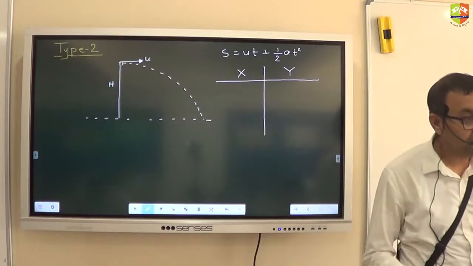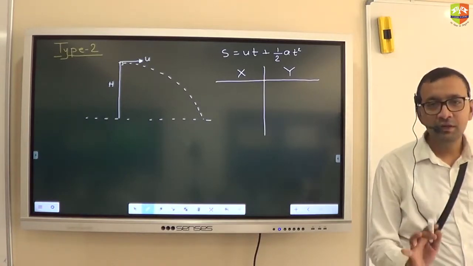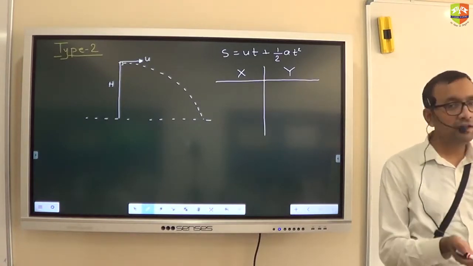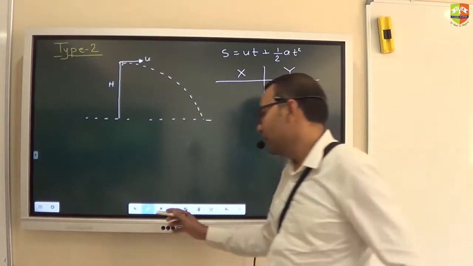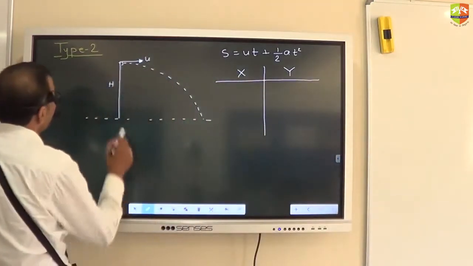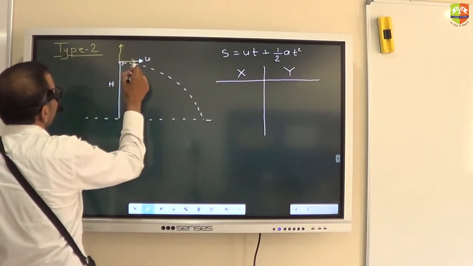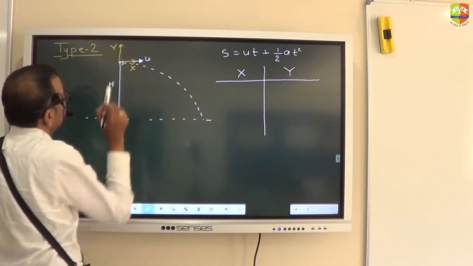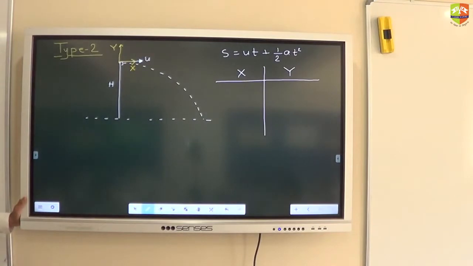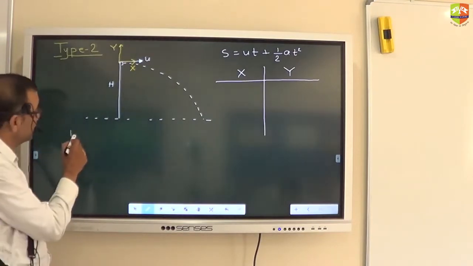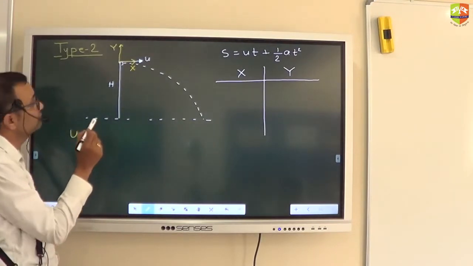Depends where is your x and y-axis. So step number one, decide where is your x and y-axis. Where it is? Usually people will take like this. This is your x and that is your y. Fine. So initial velocity along x direction is ux, which is equal to what?